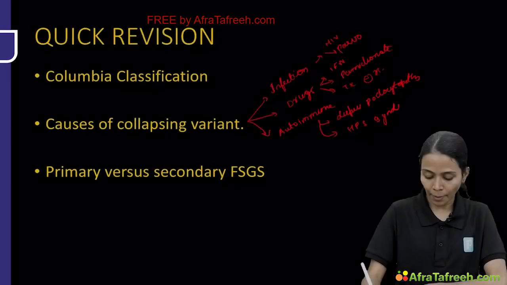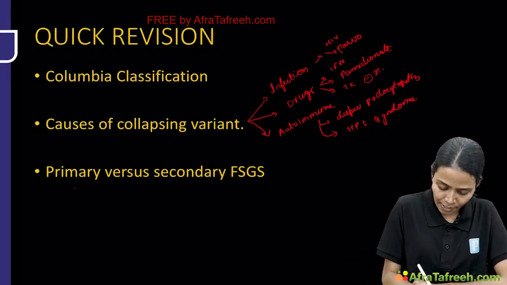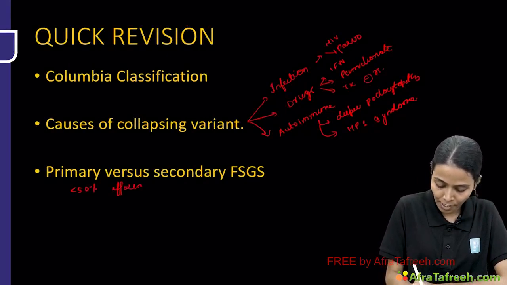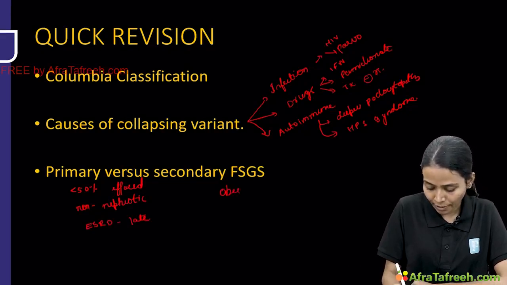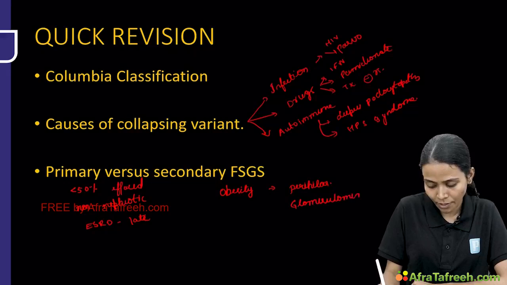Okay. Primary versus secondary FSGS. We know that in secondary FSGS, less than 50% of podocytes are going to be effaced. So proteinuria is going to be non-nephrotic, that is, less than nephrotic range. So ESRD is going to be late. And specifically in obesity related glomerulopathy, we are going to see that the lesions are going to be mostly perihilar lesions and there is going to be glomerulomegaly. Okay, so these are the features that you have to remember.